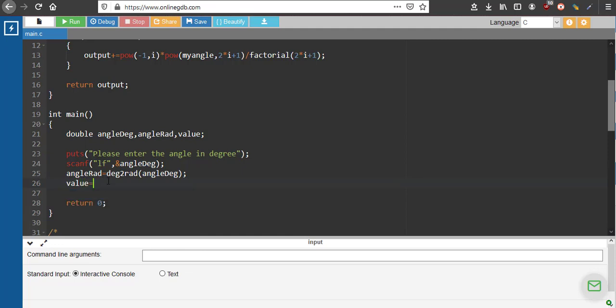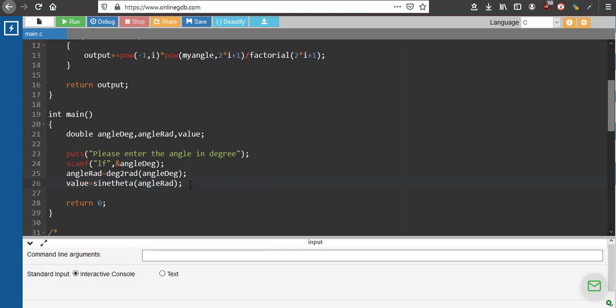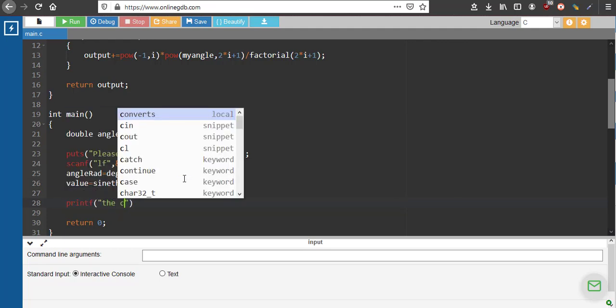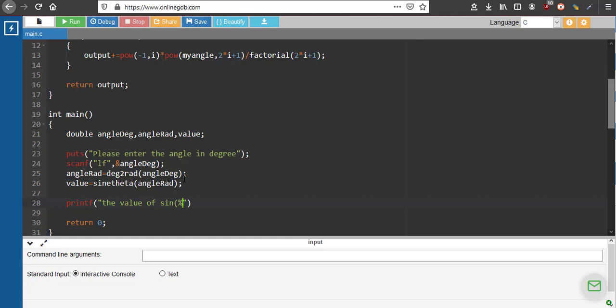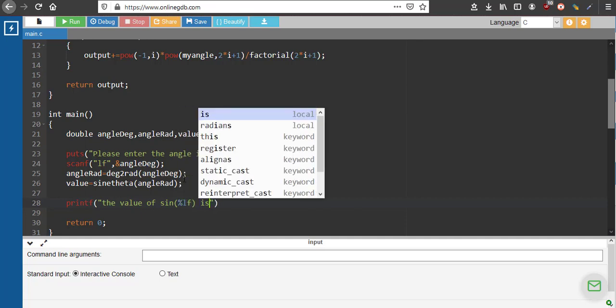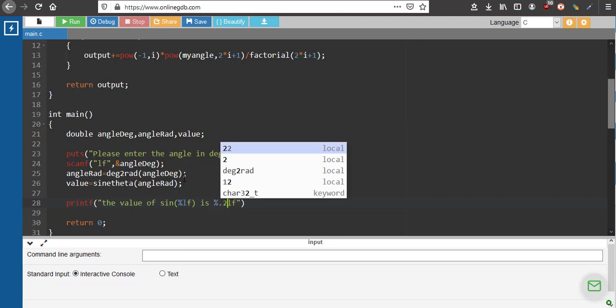Now I'll get the final value. So how do you get the final value? I will now have to call this function, sine theta. So sine theta of, we have to just give angle in radian. Okay. Now this variable value will have the result, sine of the angle. Now we will give an output, printf, value of sine of %lf is %lf. So we will limit to 2 decimal places.